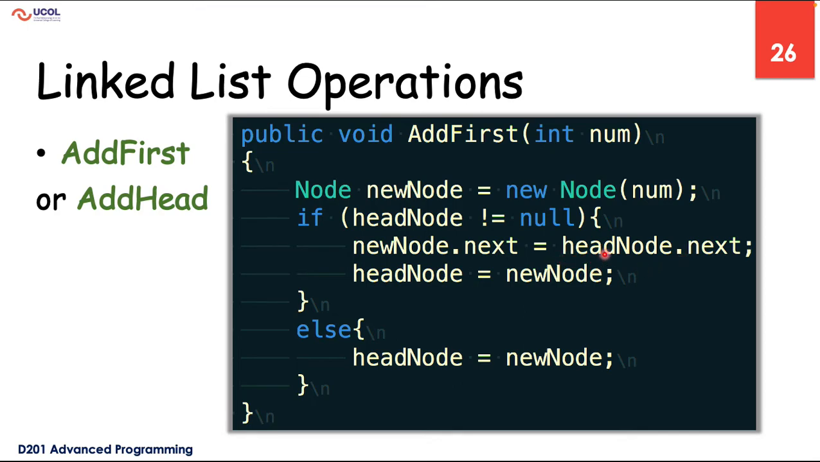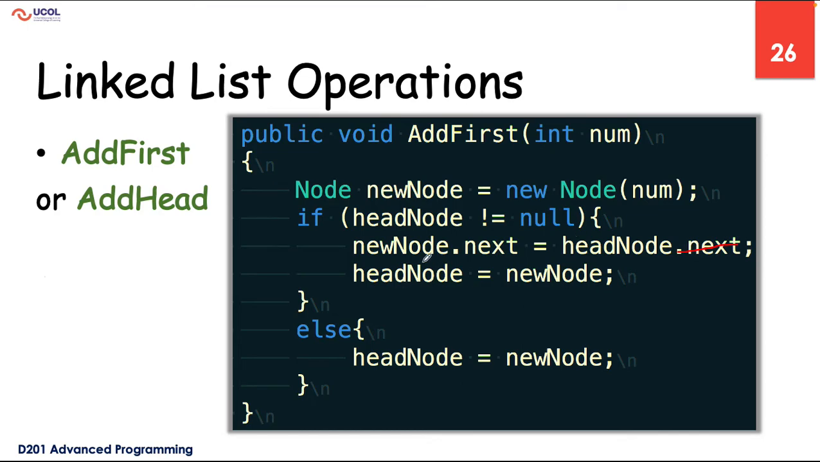Head node or dot next? Head node. It should be the head node, not the new node. Dot next should become the head node. It means that whatever the head node is pointing to, we put that in the next, and then we say that head node is equal to new node.